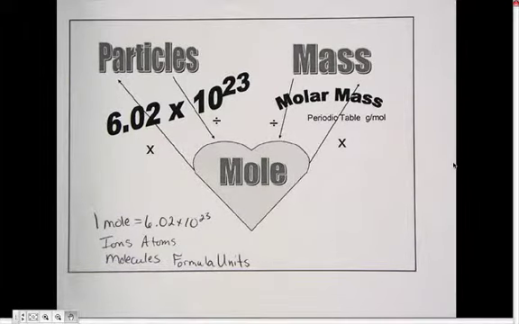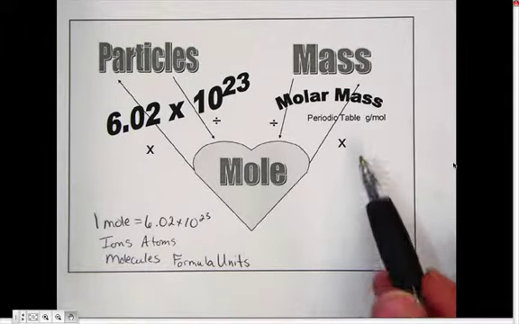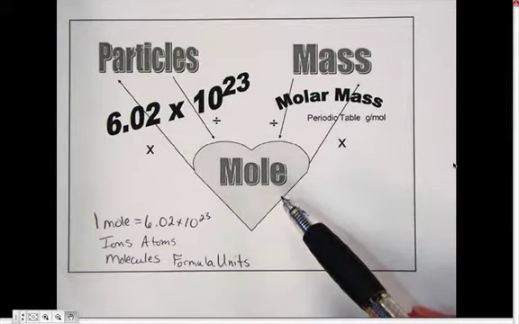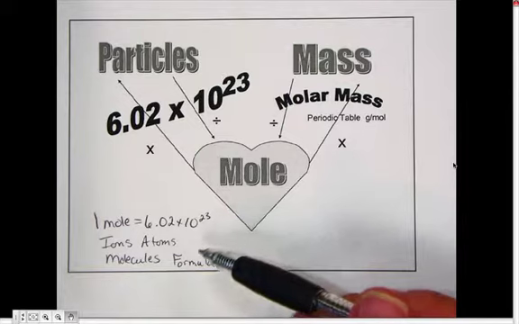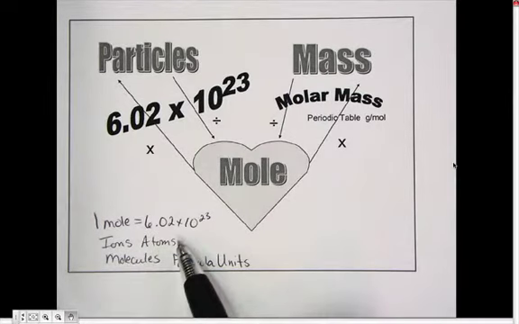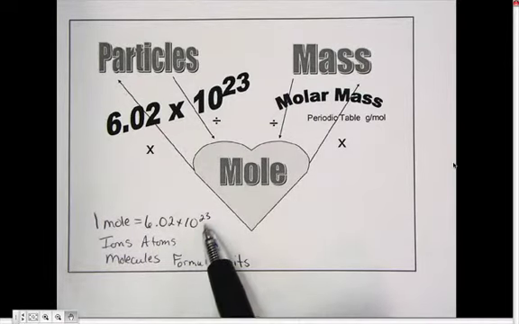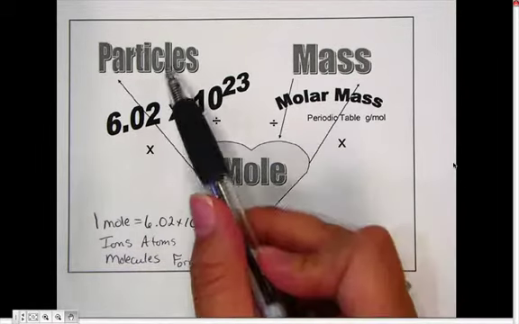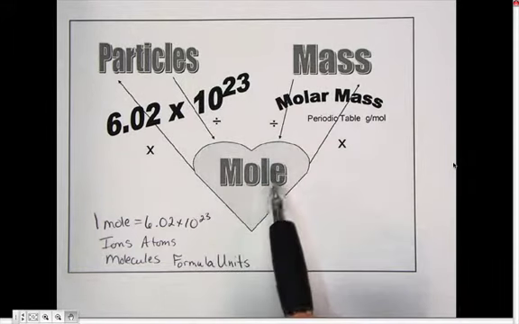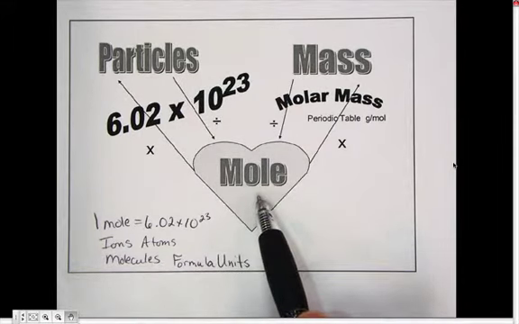Okay, this is just a quick lesson on how to use Avogadro's number to calculate conversions between particles and moles. First of all, we know that 1 mole is equal to 6.02 times 10 to the 23rd representative particles, and those particles can be ions, atoms, molecules, or formula units. Those are some of the different words that you might hear when they're talking about particles. And we're trying to convert it to moles.